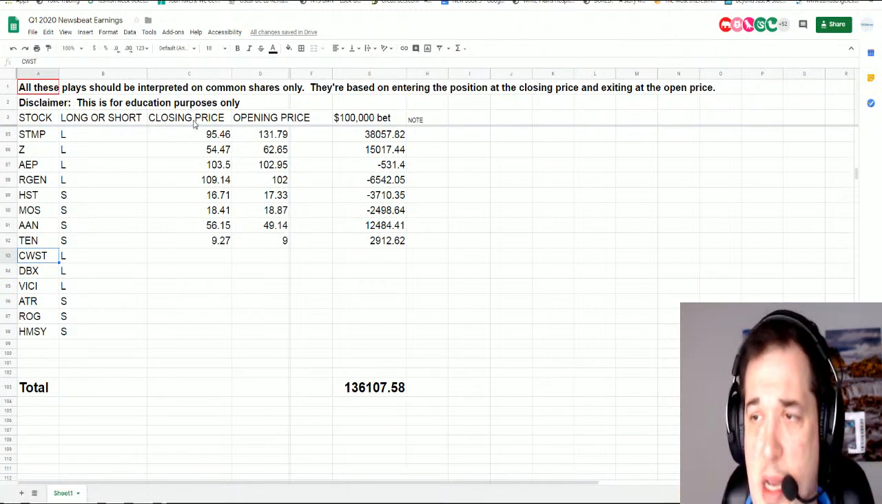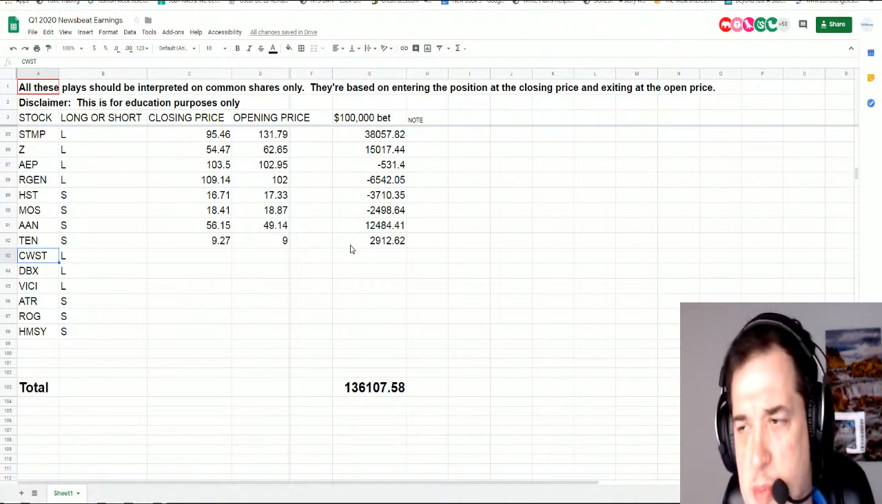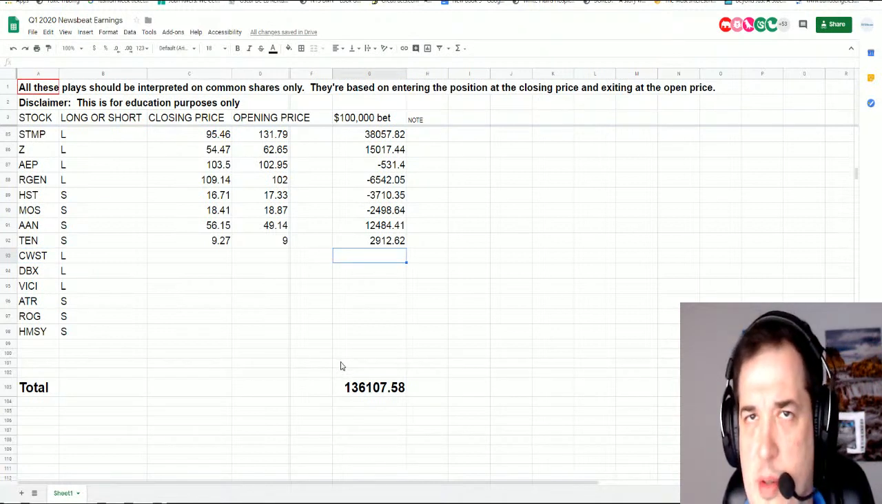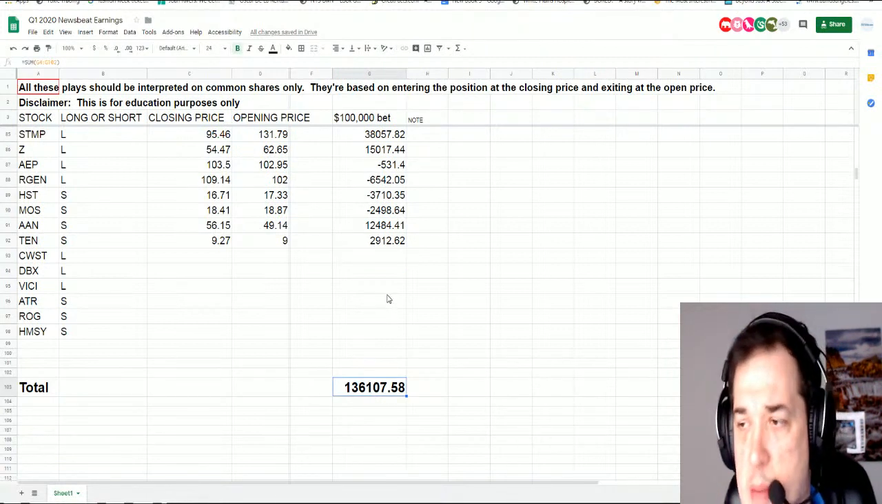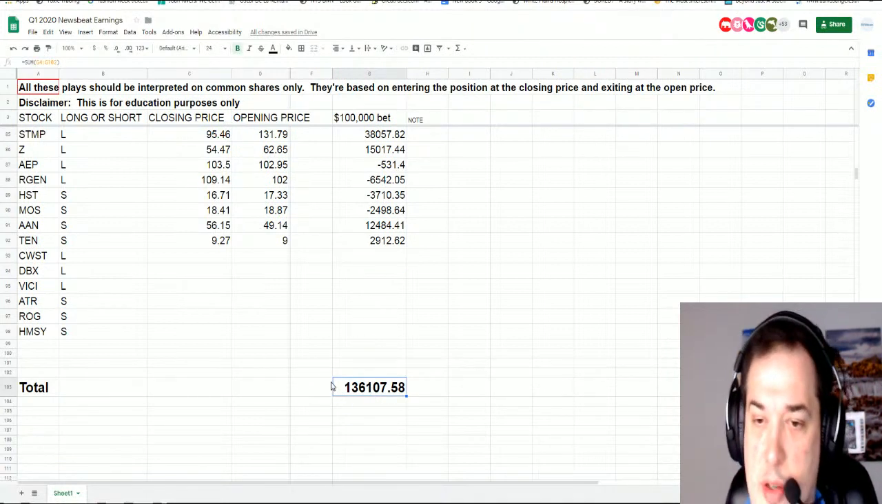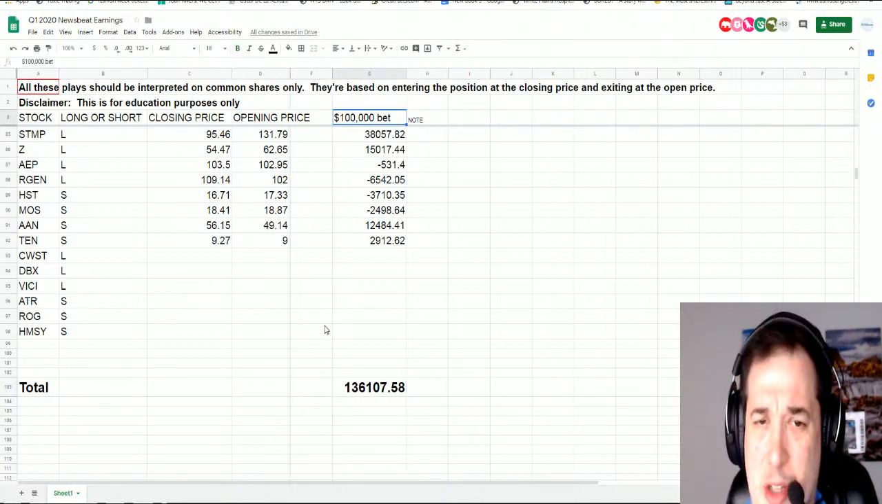Again, this should be interpreted for common shares only, and it's for educational purposes only, of course, in terms of legality. And you read the disclaimer. Okay, so with that being said, you could be up $136,000 potentially, and you're probably sitting there saying, Mark, that's a $100,000 bet per trade.